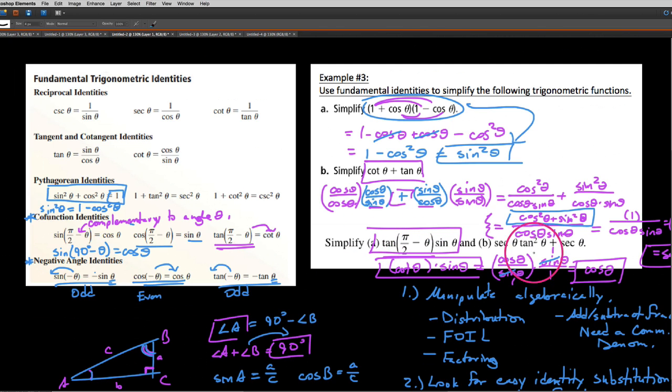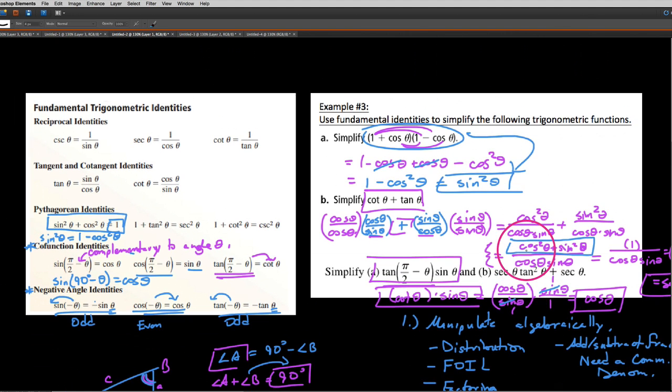And then with respect to this last one here, we have secant theta times tangent squared theta plus secant of theta. Maybe what I'll do is I'll rewrite it up here. We have secant of our angle times the tangent squared of our angle plus a secant of our angle. So again, let's look at this. We say, look, is there any distribution that we're doing or any foiling that we're doing? Okay? And I don't notice that we have anything.